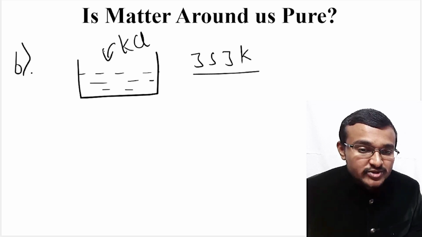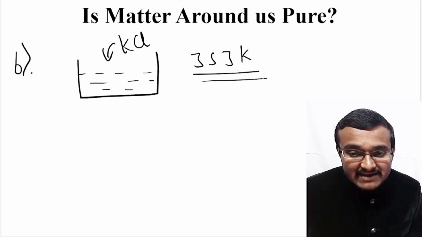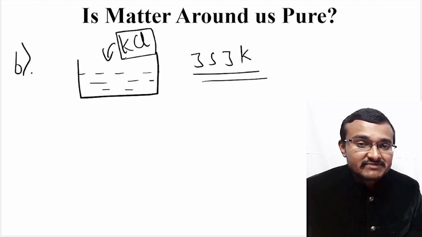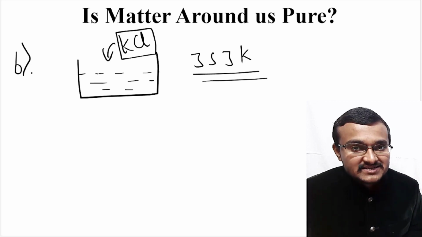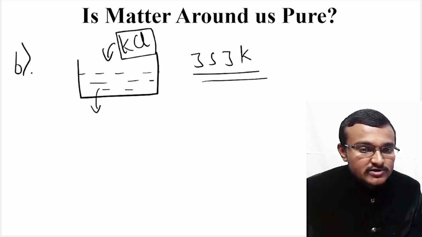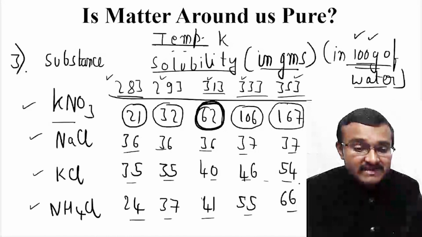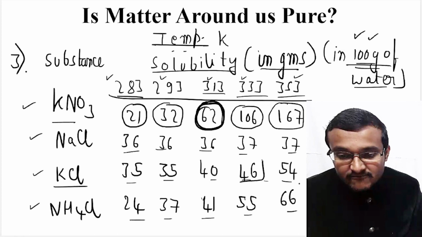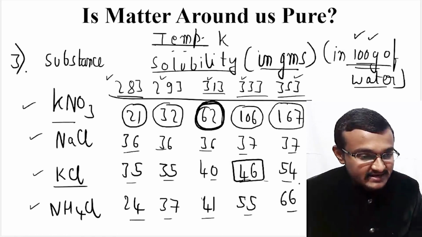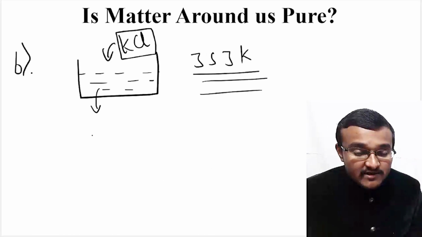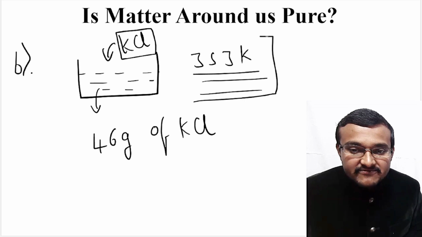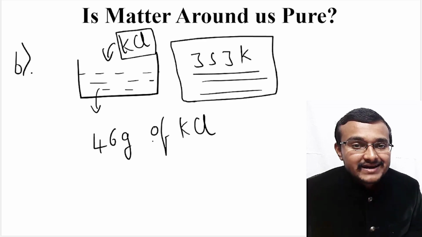So there will be a saturation. So at 353 Kelvin temperature, there will be a saturated solution prepared using KCl. That means there is a maximum amount of KCl dissolved in this water at 353 Kelvin. So what is the maximum amount of solute which can be dissolved at 353 Kelvin for KCl? At 353 Kelvin, 46 gram of KCl can be dissolved in 100 gram of water.